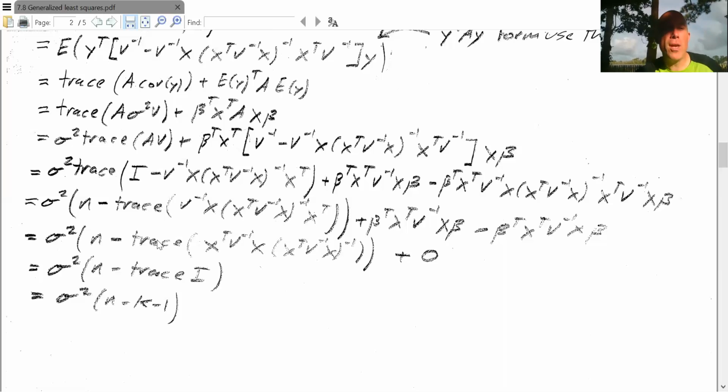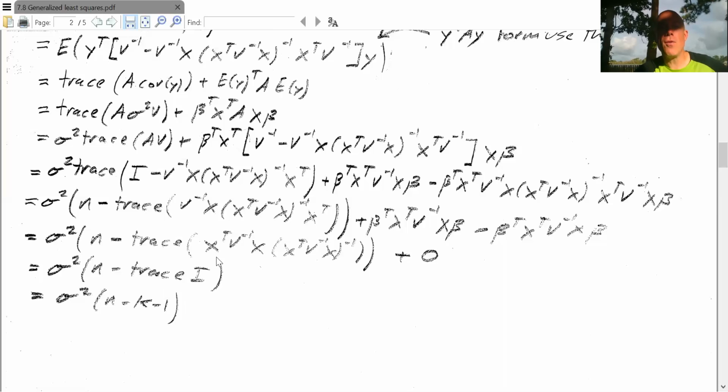So here, this is the trace, and what's the number of rows, what's the number of columns on this? When I got this one, this was an n by n matrix. Why is that? Because I took A and multiplied by V. How many rows and columns does V have? V has n rows and n columns. So that's why this is an n by n identity matrix.